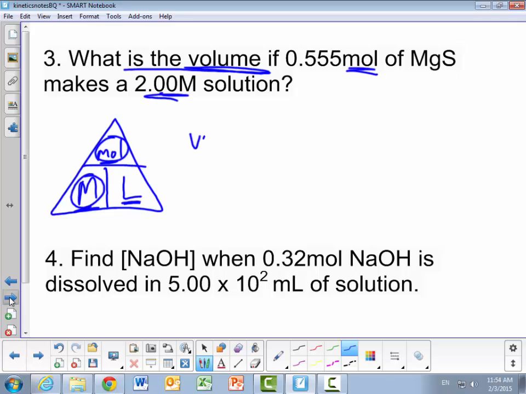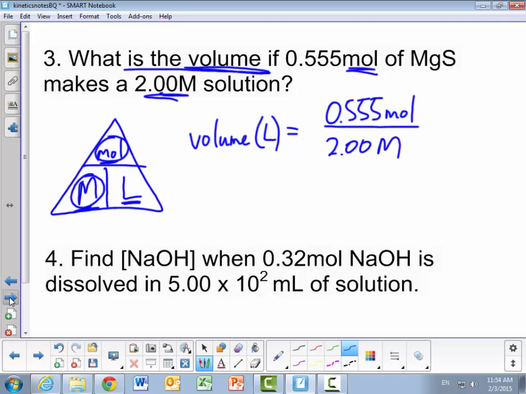So volume in liters is going to be moles of solute divided by the molarity of the solution. 3 sig figs on the top, 3 sig figs on the bottom. I just simply have to divide. And the answer is 0.278 liters.